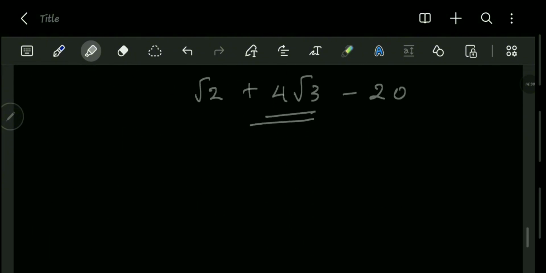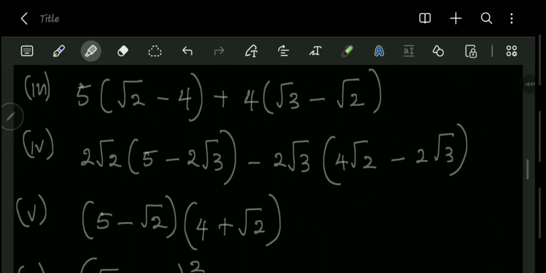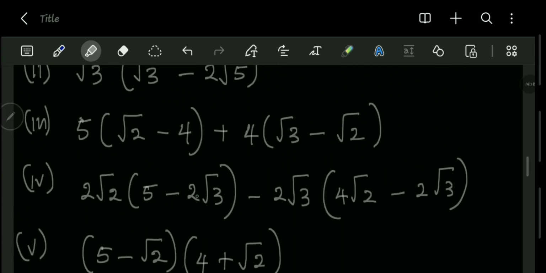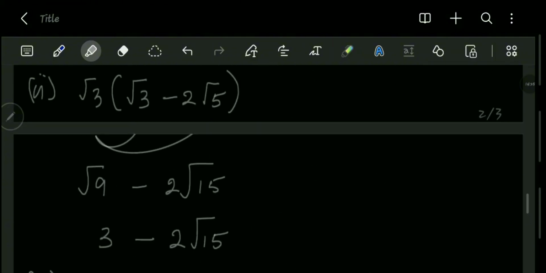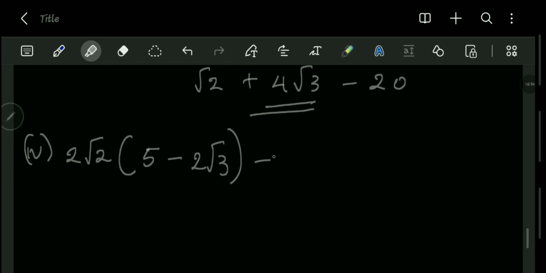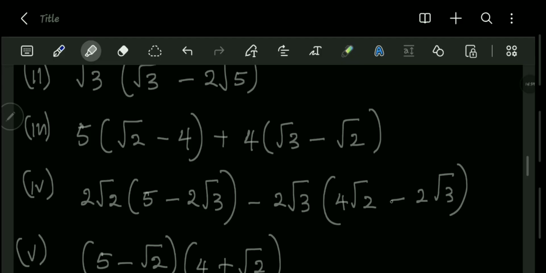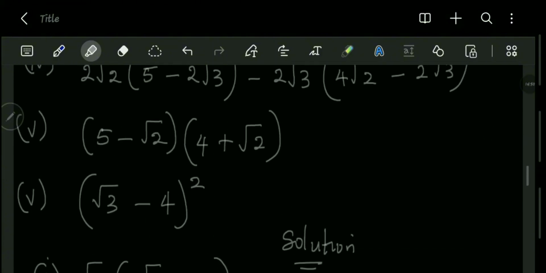Right. So for question 4, I'm told to expand 2 root 2 minus 2 root 3 into 4 root 2 minus 2 root 3. Let me check if I've not made a mistake. 4 root 2 minus 2 root 3.